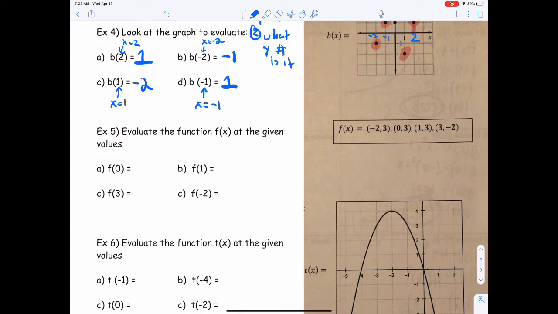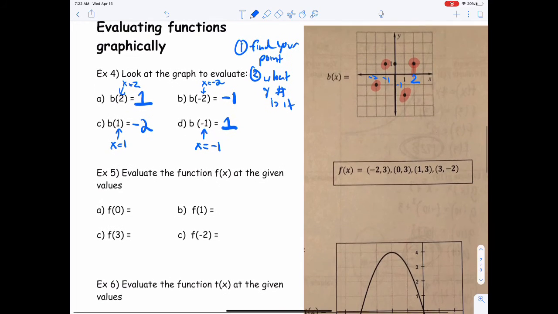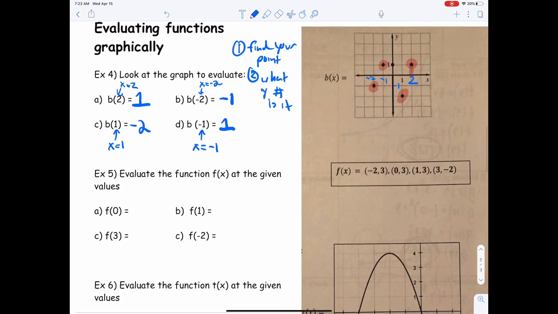Evaluate the function f of x at the given values. Now we don't have a graph. We have more of a set of ordered pairs, but it's the same idea. F of 0, 0 means that's our x number. So x equals 0. Well, which point has x being 0? Look right over here. Which point has x being 0? This one. X is 0 right here. So what's the y that goes with it? 3. So f of 0 equals 3.